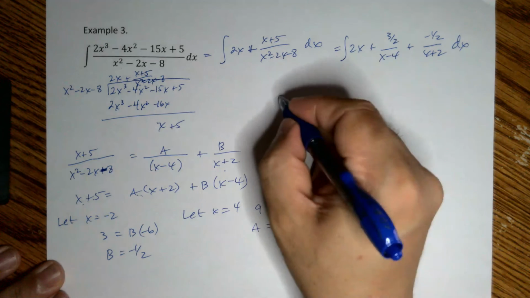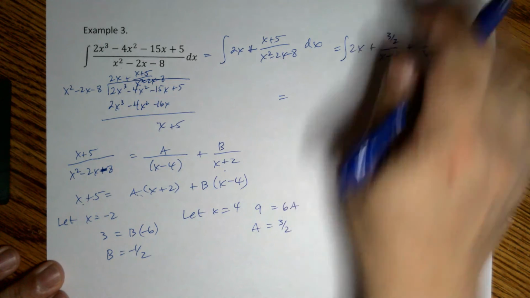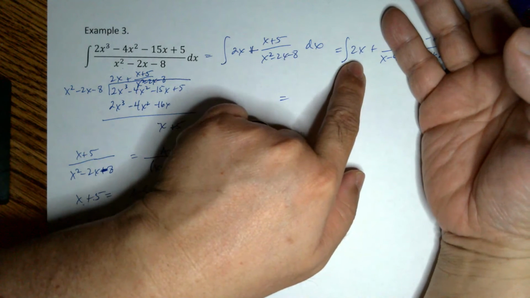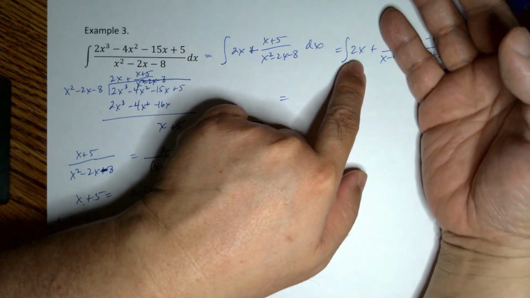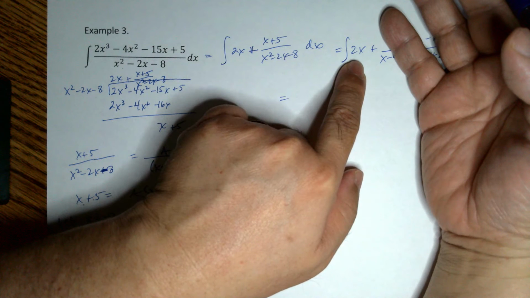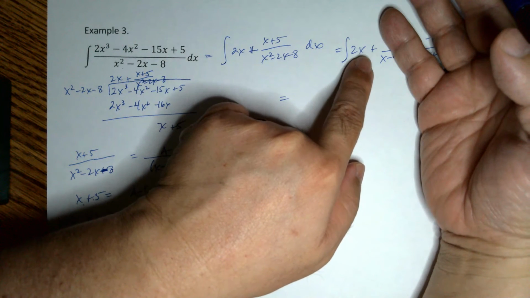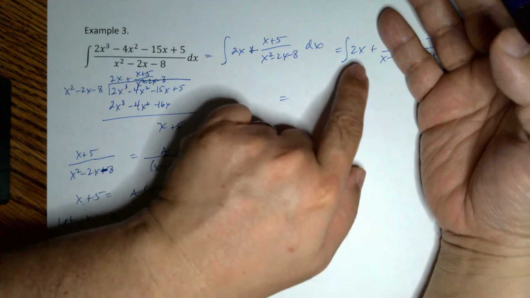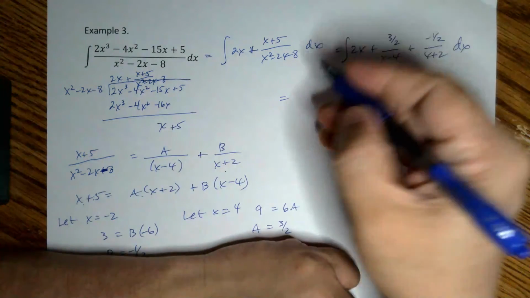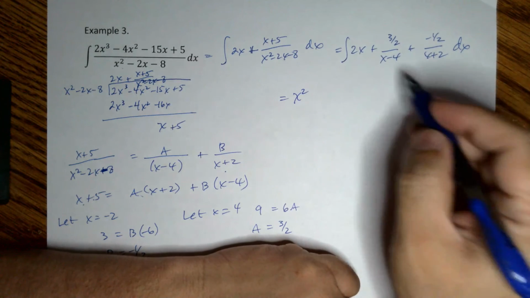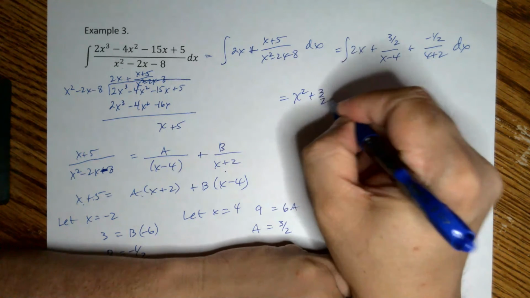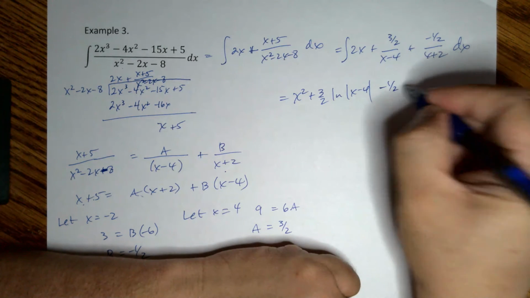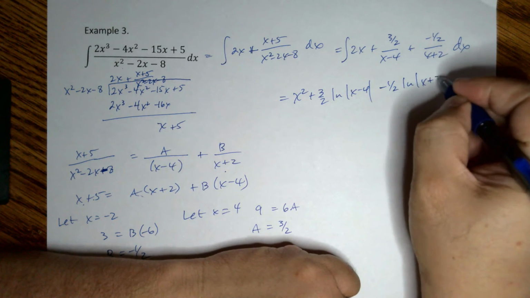Let's go ahead and integrate that. Integral of 2x, right? This is normal. You know how to integrate 2x. For some reason, people get confused of how to do normal integration when we start doing complicated stuff. Just the power rule. You add 1 to the exponent, divide by the new exponent, right? So that would be x squared over 2, but the 2's cancel. So you just have x squared plus 3 halves natural log of x minus 4 minus 1 half natural log of x plus 2 plus c.